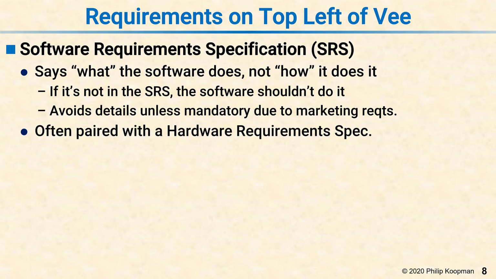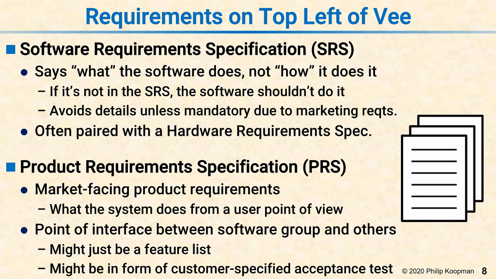Above the SRS is the product requirement spec. The PRS is the market-facing product requirements. Those are the things that you're actually selling to the customer. It's what the system does from a user point of view. And typically, it's the point of interface between, for example, marketing and the software development group.